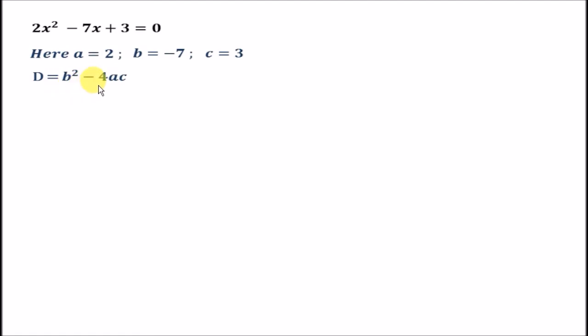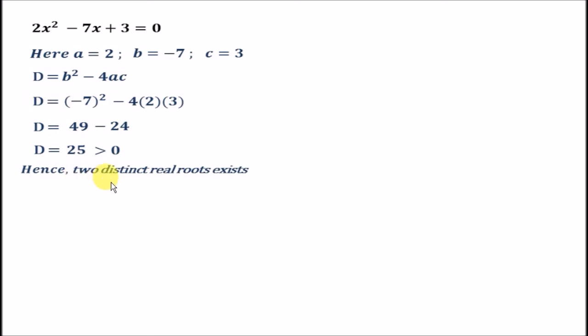D is equal to b square minus 4ac. So D equals to, putting the values, b square, that is minus 7 square, minus 4 into the value of a, which is 2, into the value of c, which is 3. Now equating, D equals to minus into minus plus, 7 sevens are 49, minus 4 twos are 8, 8 threes are 24. So D equals to 49 minus 24, which is 25. Since 25 is greater than 0, a positive quantity, this indicates there will be two distinct real roots for the quadratic equation.